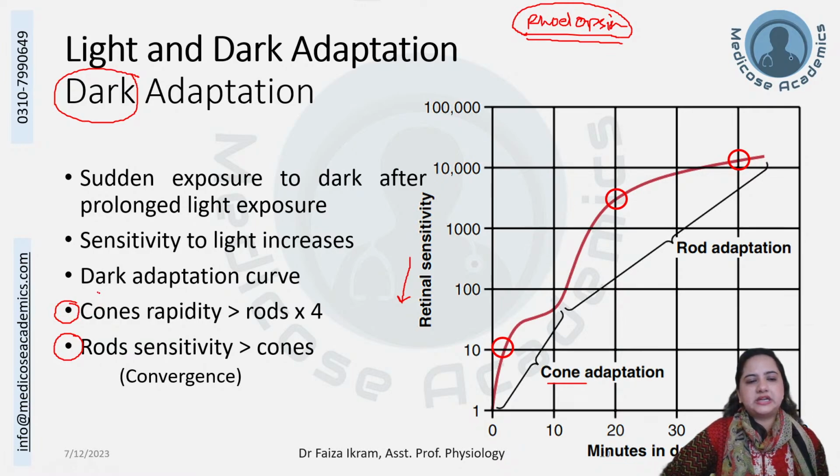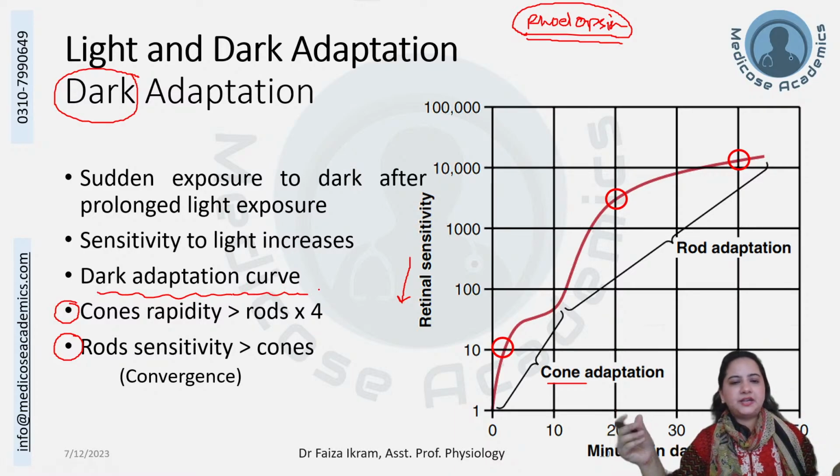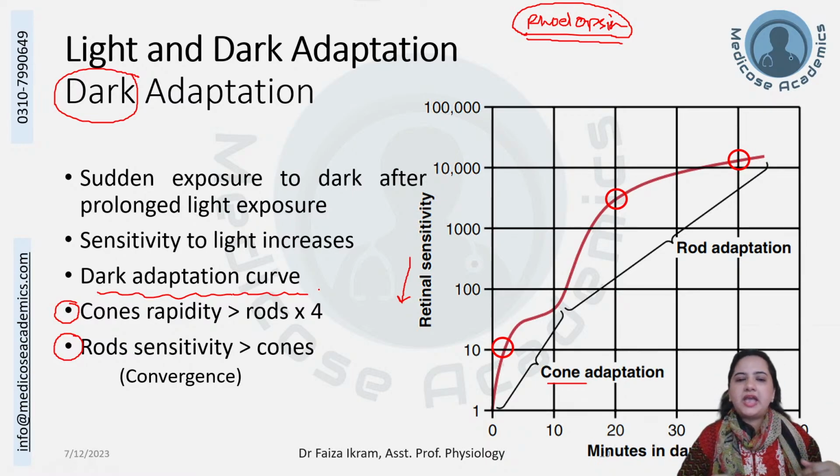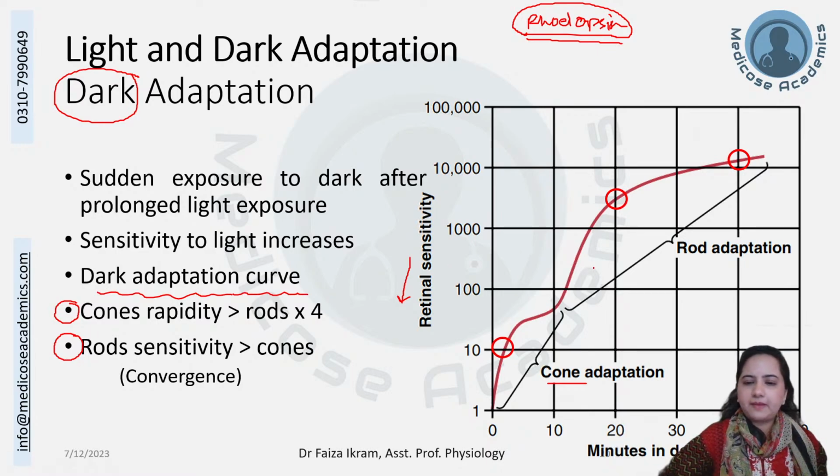In front of you is the dark adaptation curve. Just assume that you were enjoying playing cricket in the bright sunlight and now you have just entered your bedroom and there is no light, electricity is gone, but still in a while your eyes will start seeing things around you because of this adaptation. First cone adaptation and later on rod adaptation.